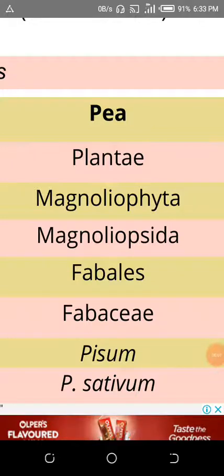I told you genetic knowledge was based upon the pea plant. After that, we are able to treat diseases of bacteria by studying the DNA, and that knowledge was drawn from the pea plant, Pisum sativum.